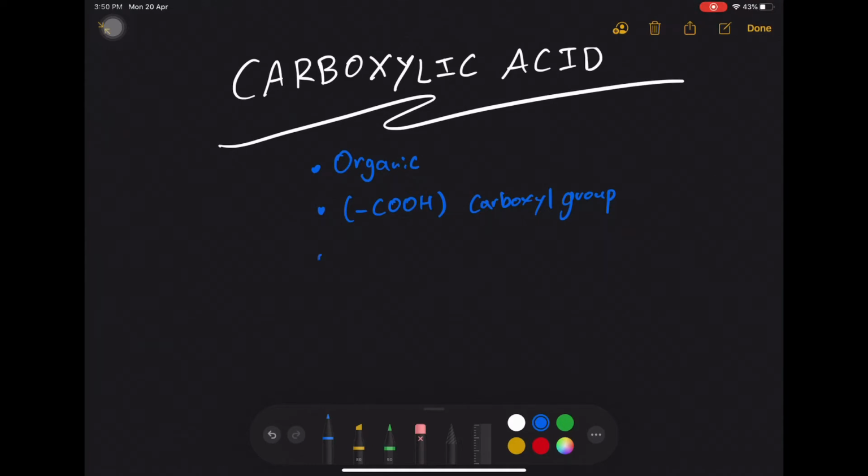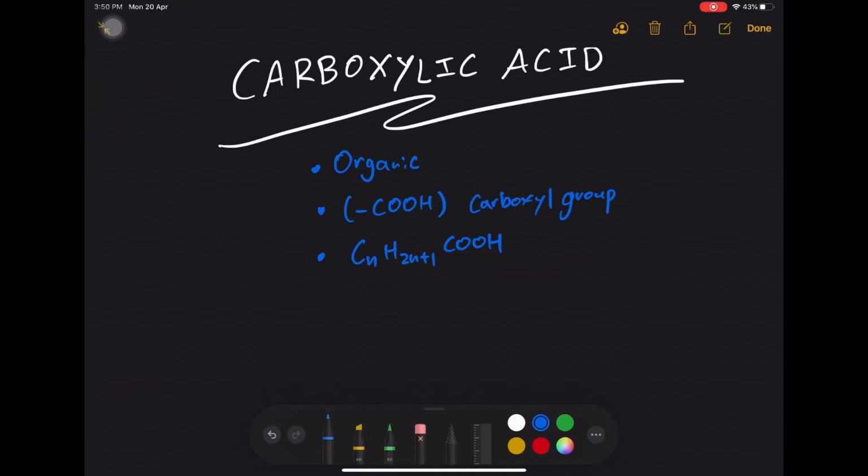And the general formula for your carboxylic acid is CnH2n+1COOH. And take note that these carboxylic acids, like your alcohol, are not hydrocarbons because they contain oxygen.